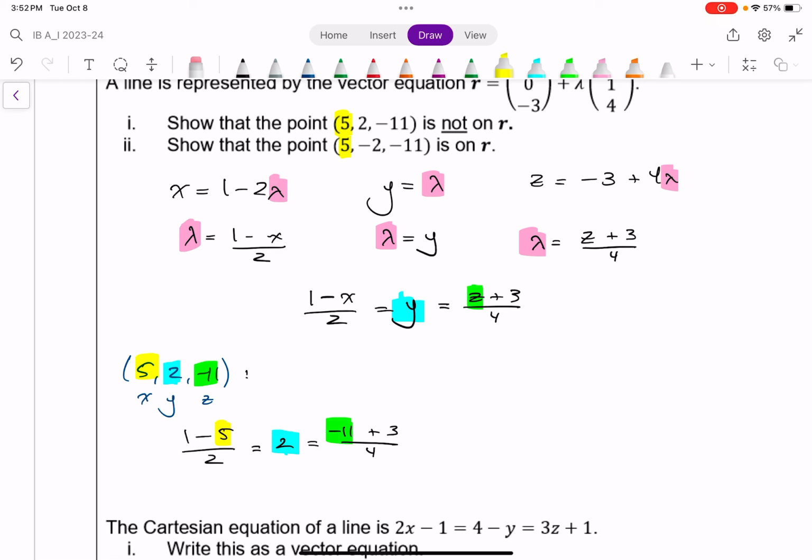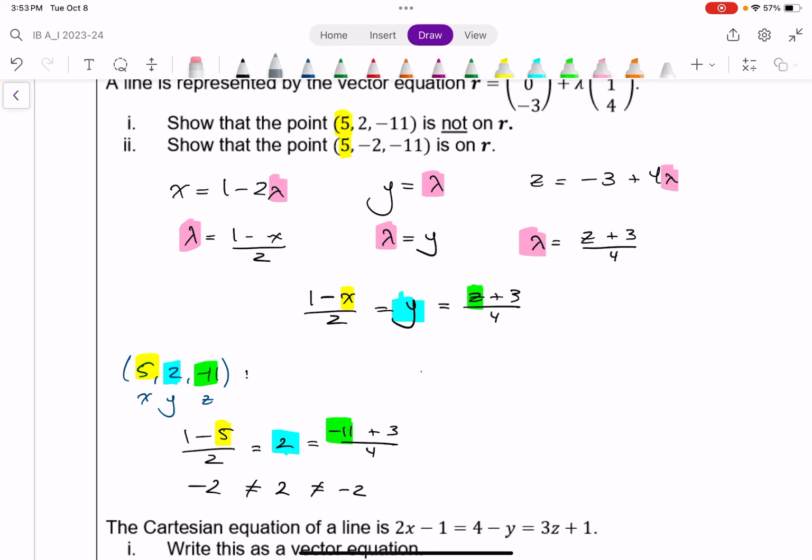In this case, you'll see this equation is not correct. I get -2, but then I get +2, and then I get another -2, which means this equation is not correct, which means this point is not on that line.